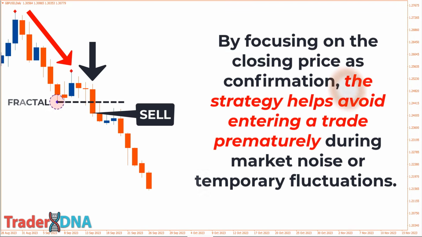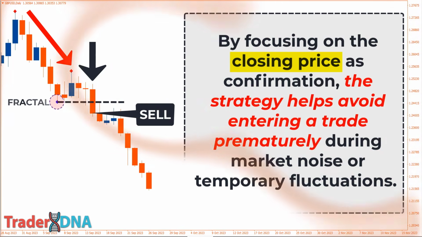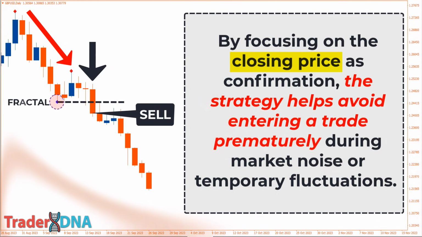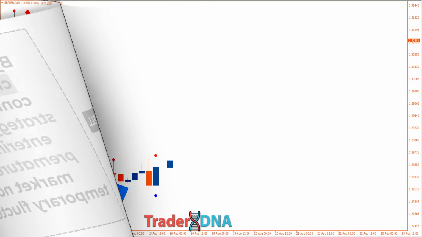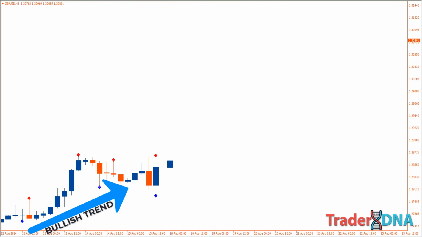By focusing on the closing price as confirmation, the strategy helps avoid entering a trade prematurely during market noise or temporary fluctuations. It is designed to enhance precision and decision-making, ensuring that traders only enter the market when the downward breakout is confirmed, which can lead to more profitable outcomes in trending markets. Let's break this down with two clear examples to illustrate how this strategy works.